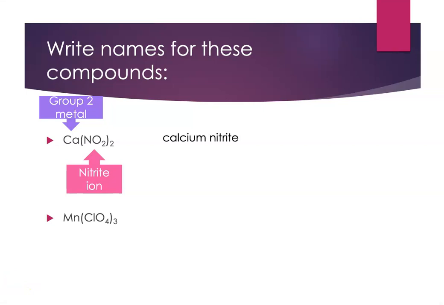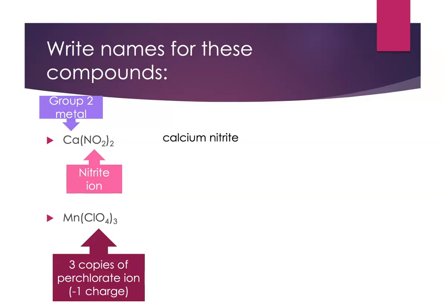Mn(ClO4)3. So the cation is a manganese ion, but which one? Manganese can do lots of different things. We have to figure out what that is. But we also have that polyatomic ion, ClO4-, right? That's the perchlorate ion, which has a -1 charge. And I've got 3 copies of it. So I've got 3 negative charges total from those 3 perchlorate ions.